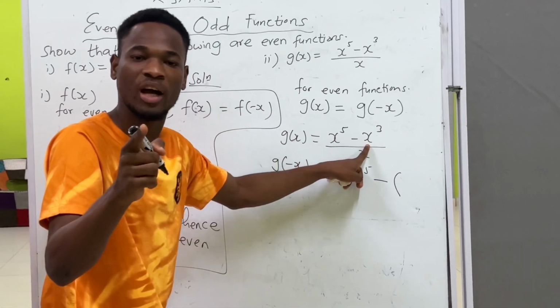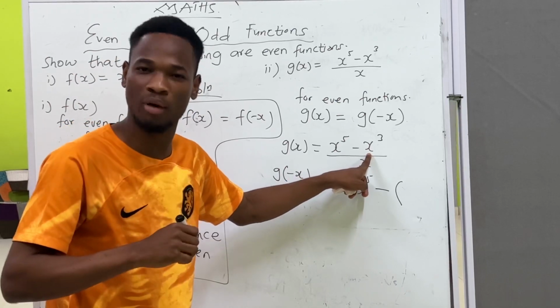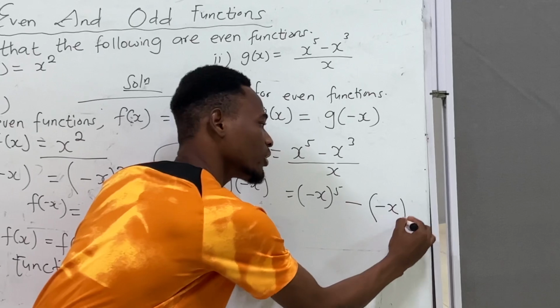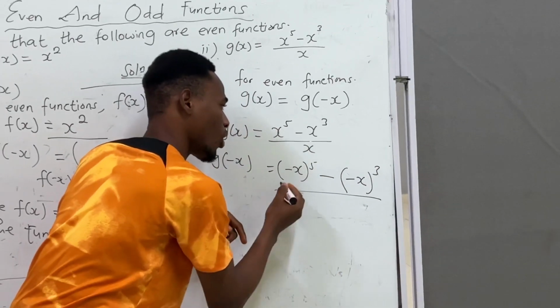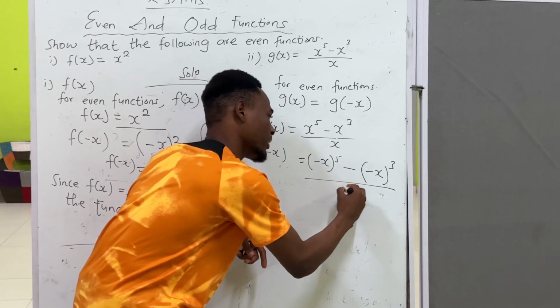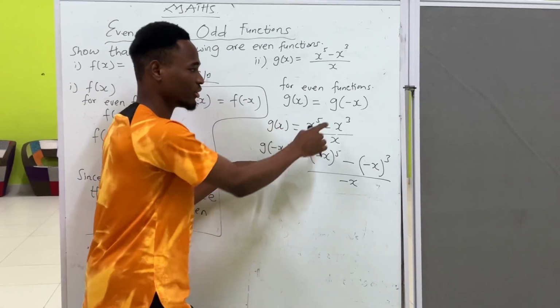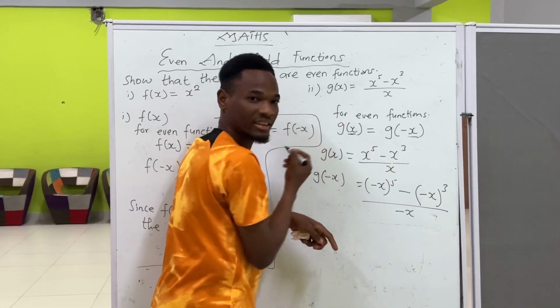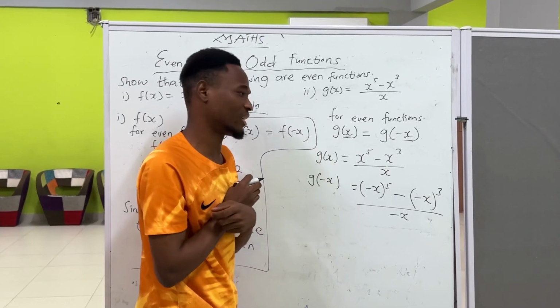But what did I tell you? I told you that you negate the x variable as well. So the x will be negated. So I have negative x all to the power 3 all over x. I will negate x, negative x, because g of negative x simply implies that whenever I see x, I will negate it, as simple as that.